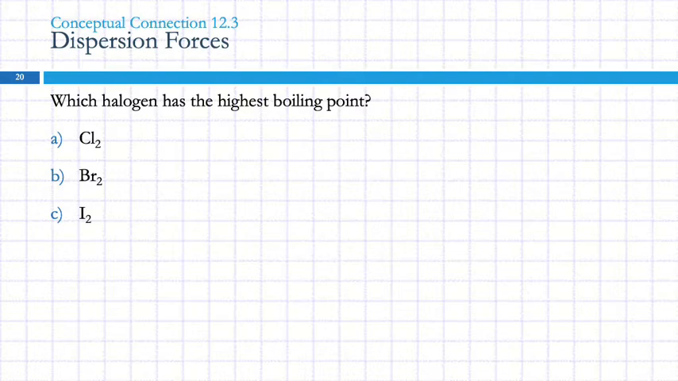Iodine, because we know that as we go down a column, they get bigger. So chlorine is smaller, and bromine is bigger, and iodine is the biggest. So iodine has the higher boiling point. And you can actually look at the states at room temperature and see that. Because chlorine is a gas at room temperature, bromine's a liquid at room temperature, and iodine is a solid at room temperature.